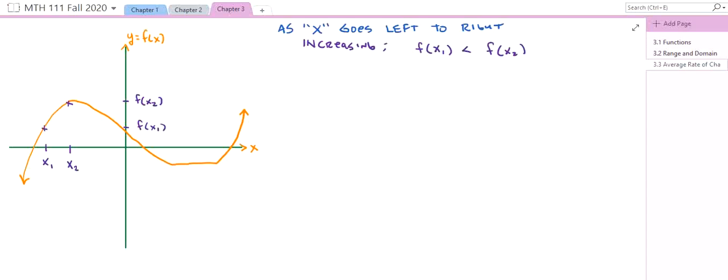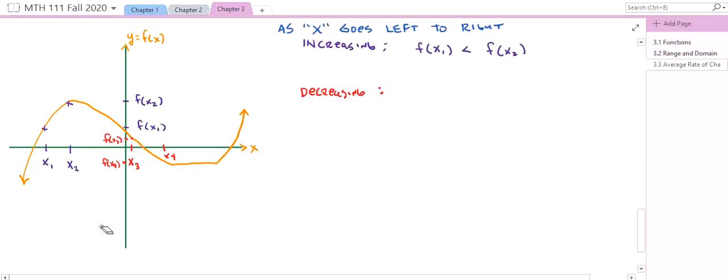if we look at a situation here, let's call this x3, and here x4, notice that at x3 we have f of x3, and at x4 we have an f of x4. Now the function, when it's decreasing, this is the functional behavior we'll notice.